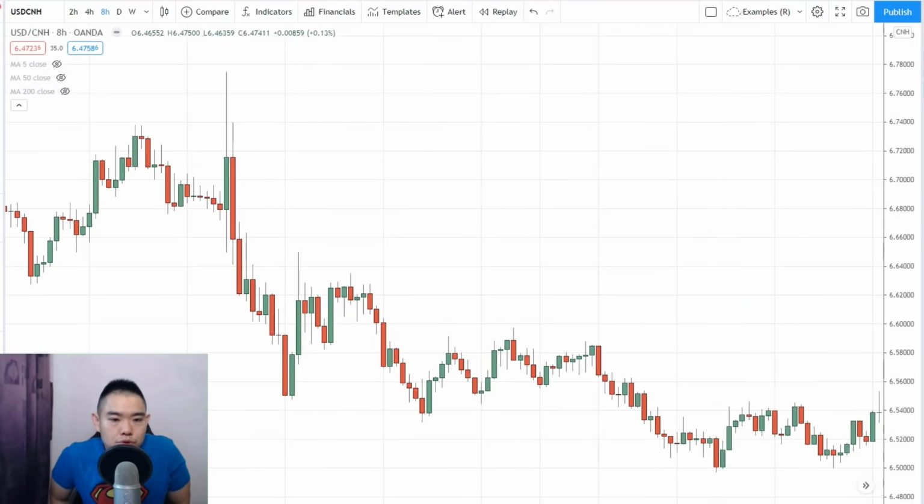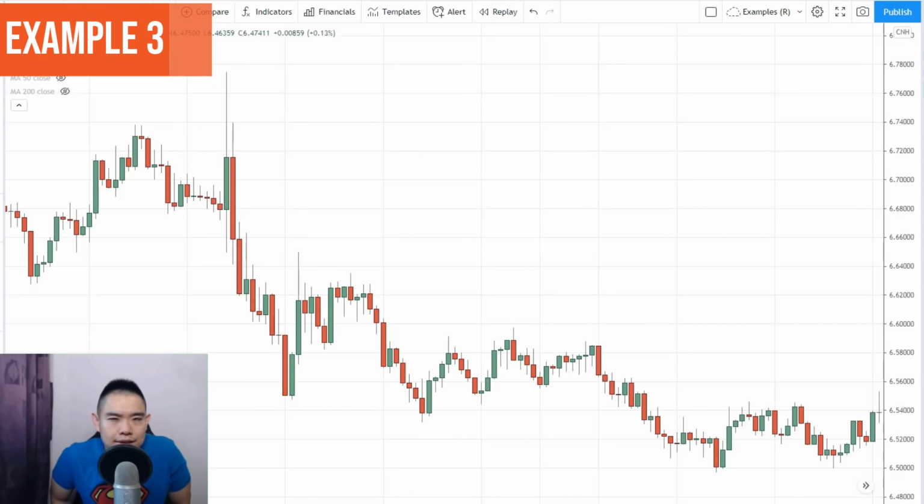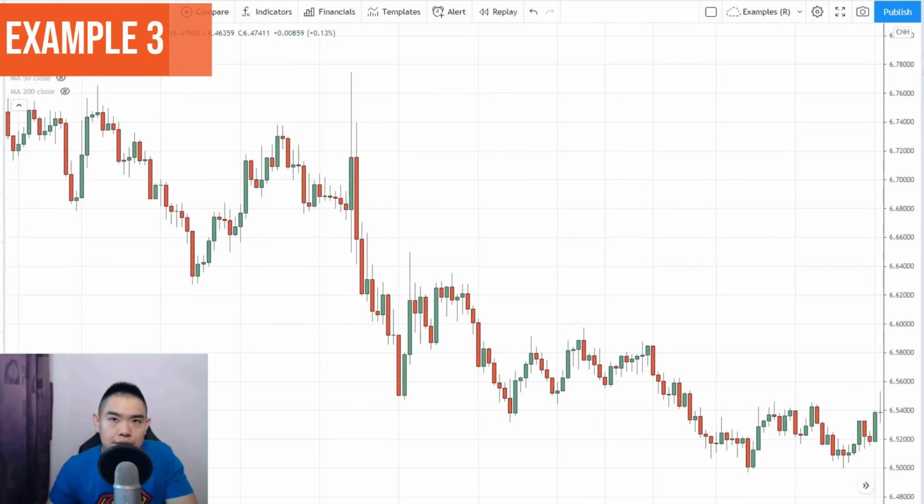Okay, so example 3. This time round, let's look at a downtrend, shall we? So we can see that you can make money in bull markets and even bear markets. In this case, you can see this market, dollar against the Chinese yuan. This one is on the 8-hour time frame. Let's apply the May formula and see how we can trade this market.